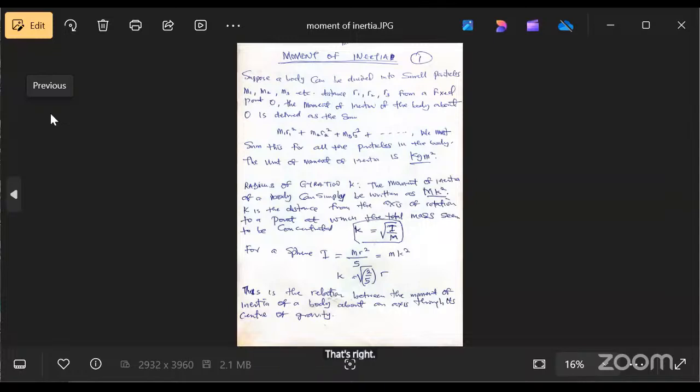I ask you to mute your phone, to mute yourself. A lot of background noise is disturbing us.